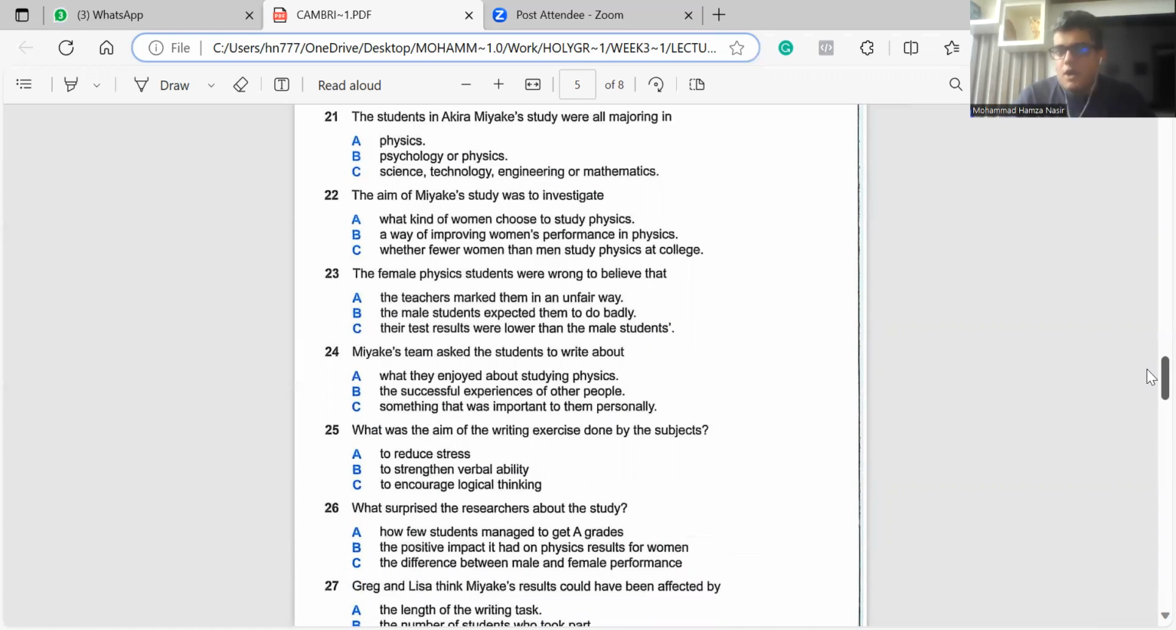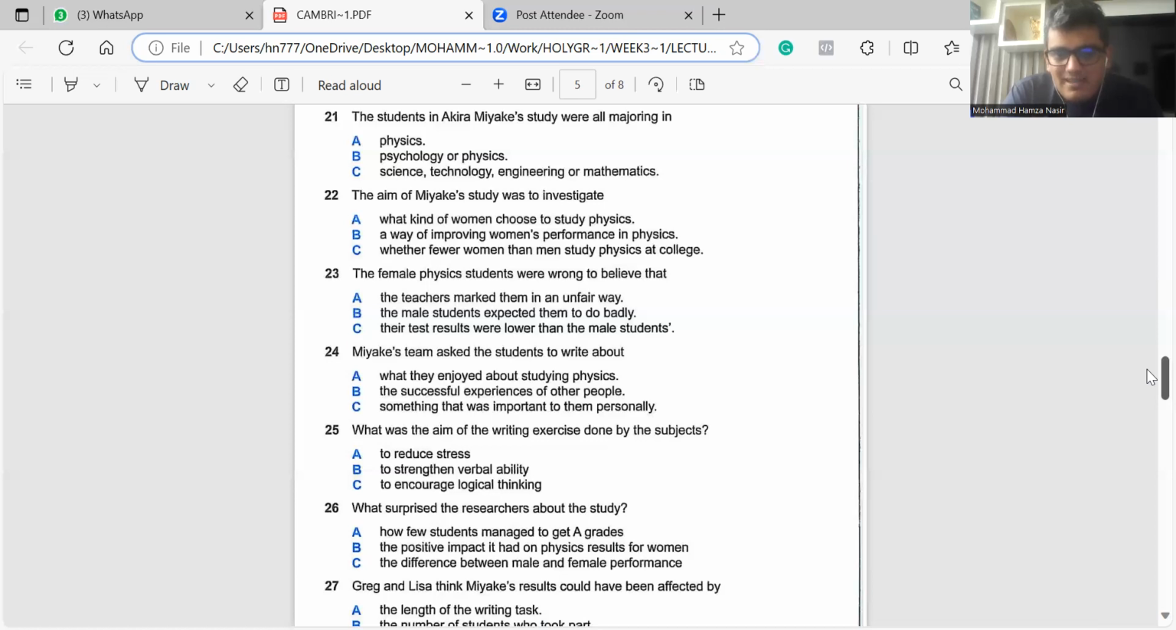The female physics students were wrong to believe that A, the teachers mocked them in an unfair way. B, the male students expected them to do badly. C, the test results were lower than the male students. Okay. 24, Miyake's team asked the students to write about. So clearly the students have been asked to write or make a note on a particular theme. So A, what they enjoyed about studying physics. B, successful experiences of other people. C, something that was important to them personally. So that's the thing, right?